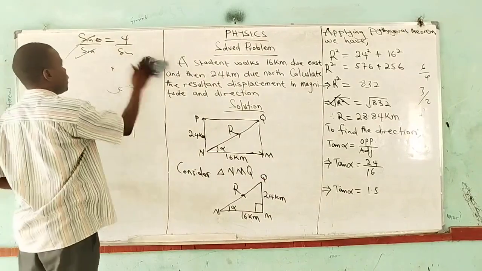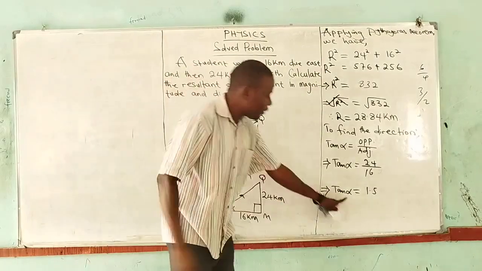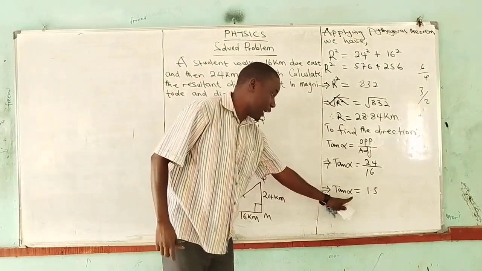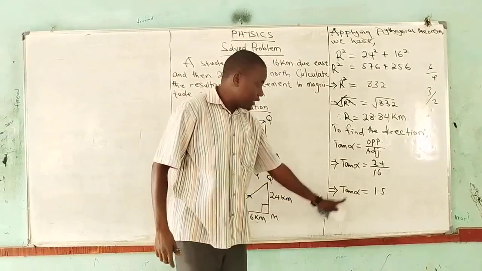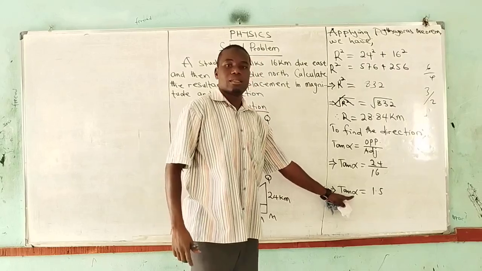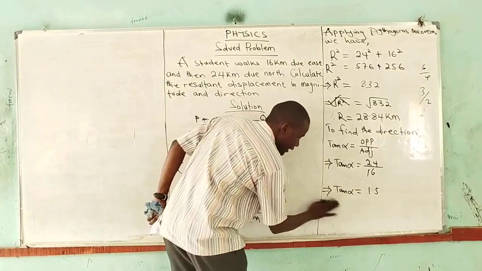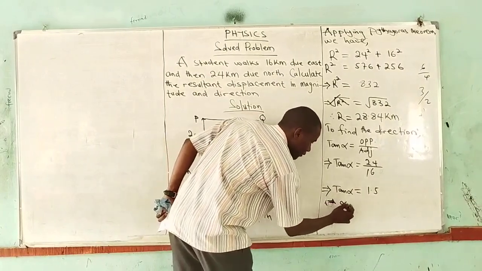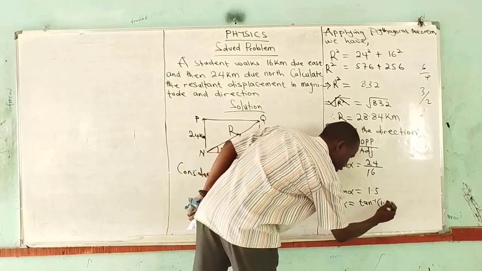I have spoken about that in the trigonometry topic. So we apply the same method here. What are we looking for? Alpha. So what are we going to do? We take the tan inverse of this. So this implies that alpha is equal to tan inverse of 1.5.